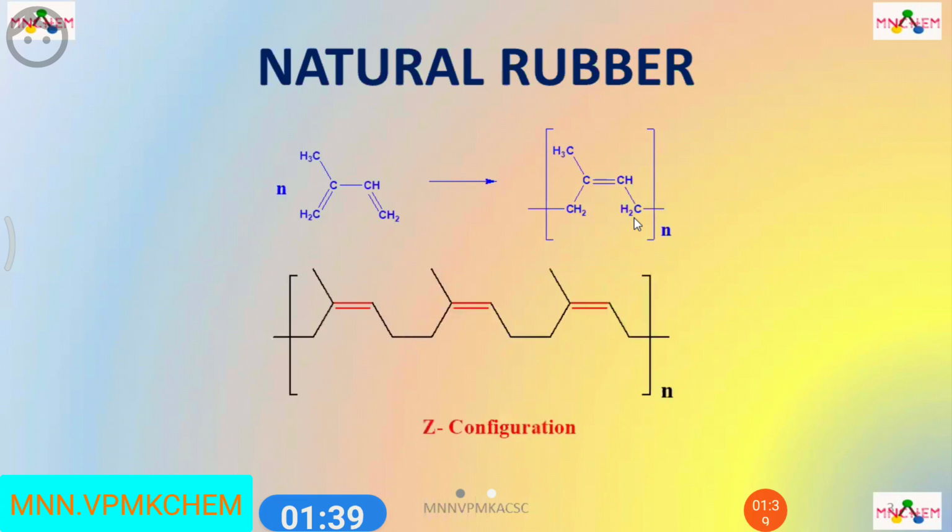And if we represent that polyisoprene, we can see these isoprene units in the polymeric chain have Z configuration. So in polyisoprene, all these double bonds which are present have Z configuration. This is about natural rubber.